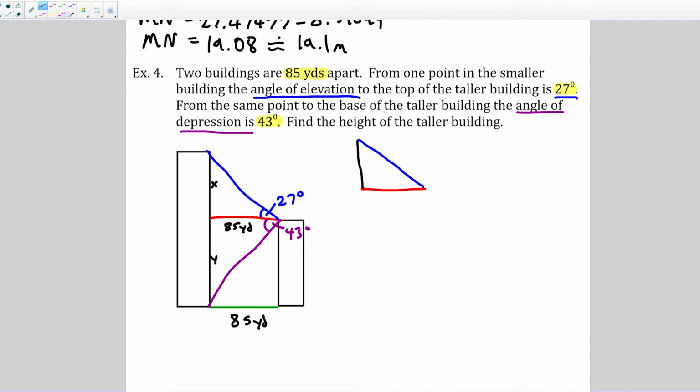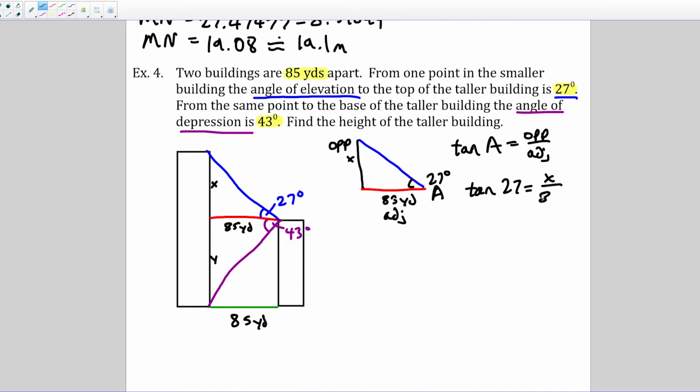I've got the black, the blue, and let's go with the red. We've got a couple of different measurements here. We've got the 27 degrees, I've got this guy as X, and this side length here is 85 yards. I know that this is my opposite side and my adjacent side, and let's call this angle A out of habit. Tangent of A, because we've got opposite and adjacent, will be my ratio of choice. So tangent of 27 is equal to X over 85. I need to multiply both sides by 85 to isolate for X. So I've got 85 times the tangent of 27 is equal to X.